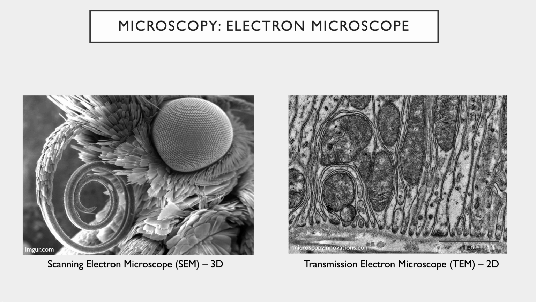These images are from two of the main types of electron microscopes. The one on the left is from the scanning electron microscope, which can be used to image the surfaces of samples, while the image on the right is from a transmission electron microscope, which can be used to image cross-sections of a sample in very fine detail.